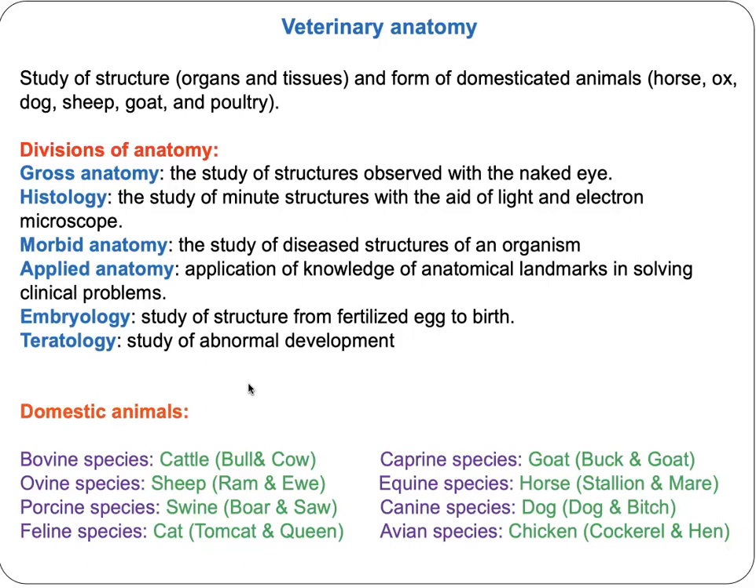The domesticated animals include bovine, ovine, porcine or swine, feline, caprine, equine, canine, and avian species. And each one, as you can see, has male and female.